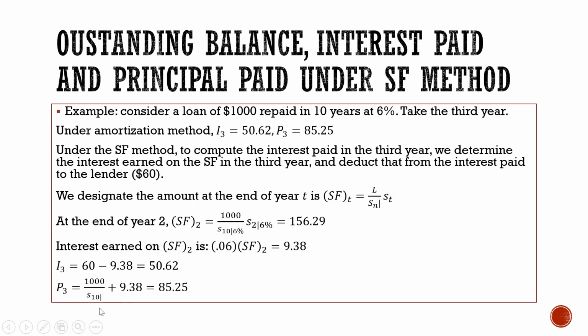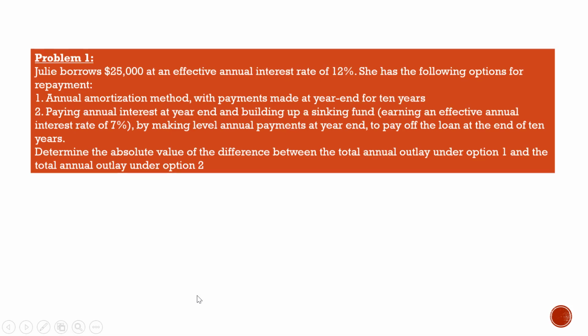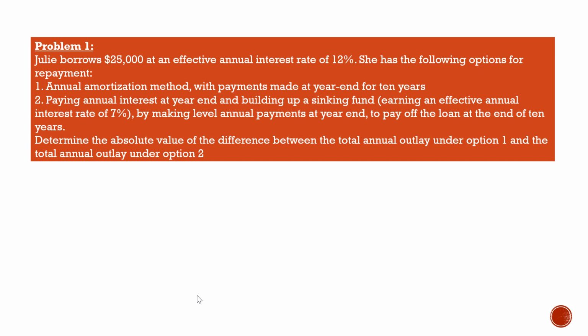And the principal paid in the third year is 1,000 divided by s_10, plus 9.38. We got 85.25. So that is everything about the sinking fund method. Now we do some practice.